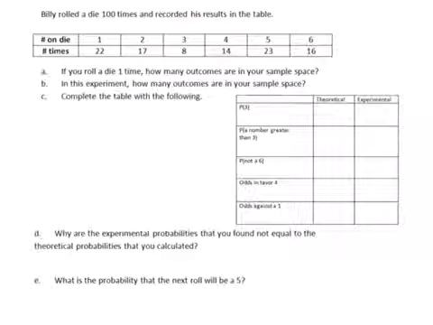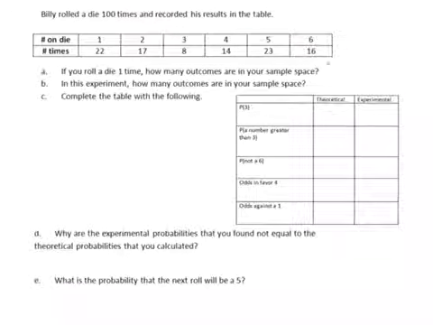Okay, we'll try another example here where I already have the data for you. It says Billy rolled a die 100 times and recorded his results in the table. So the number on the die is either going to be 1, 2, 3, 4, 5, or 6, and the number of times he rolled it, he rolled 22 ones, 17 twos, 8 threes, 14 fours, 23 fives, and 16 sixes. So question A, if you roll a die 1 time, how many outcomes are in your sample space?